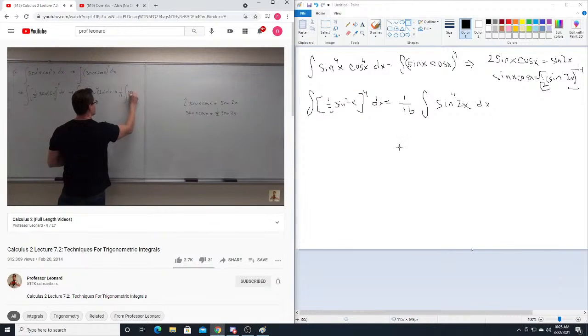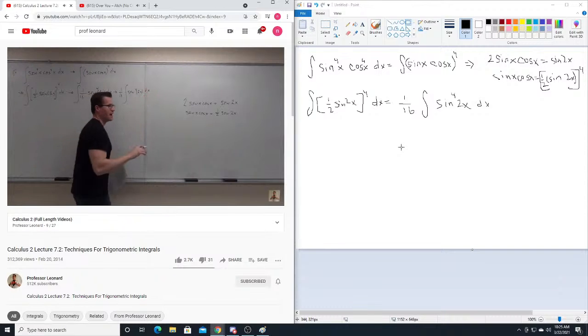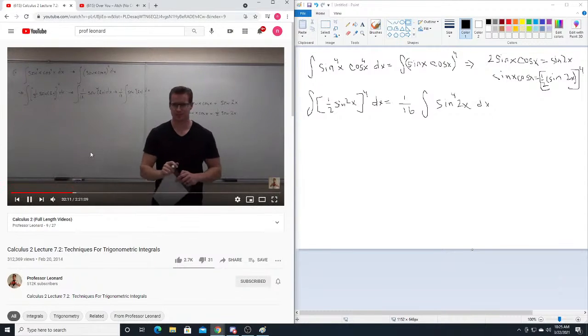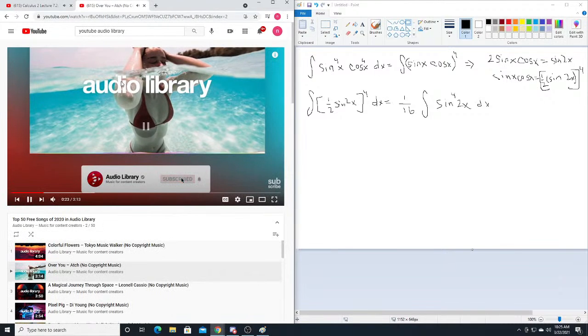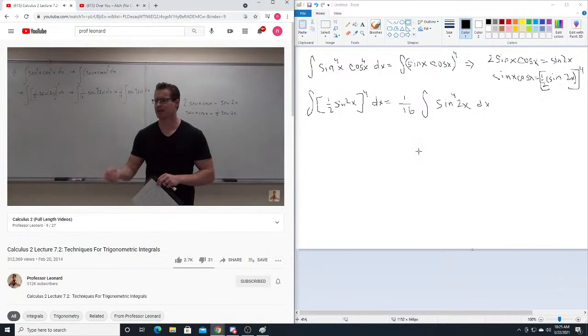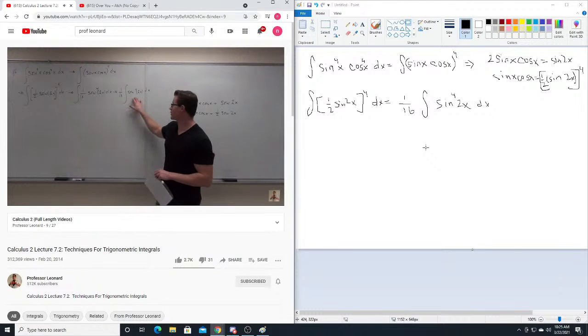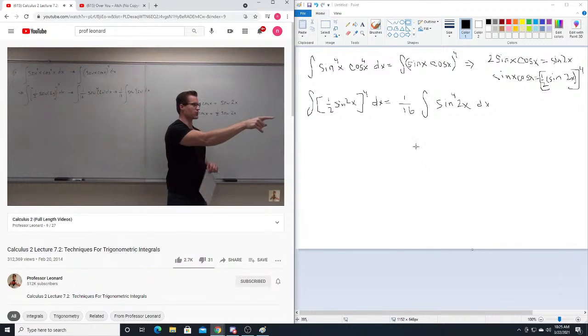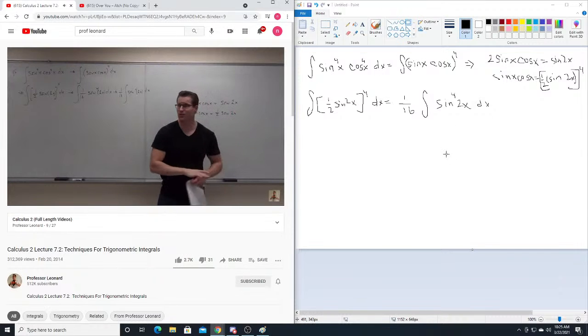Integral of sine to the fourth of 2x dx. Now, stop for a second. If you were so inclined, thinking about what I taught you back in the last section, what could you use here? The reduction formula. You could use the reduction formula. It would absolutely work right now. Do you guys see why?